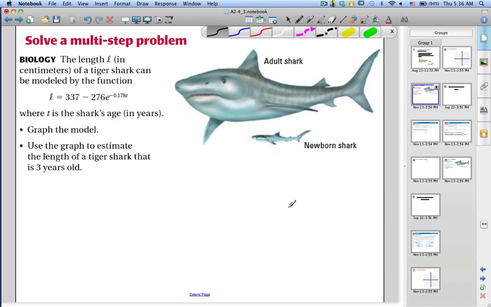The type of problem we might use to solve this would be this one. We've got a formula that involves the letter e, right? Given the length of a shark based on its age. Okay, so L would be the length of the shark, t is the age of the shark, and this is a formula that will allow us to find the length based on knowing the age of the shark.